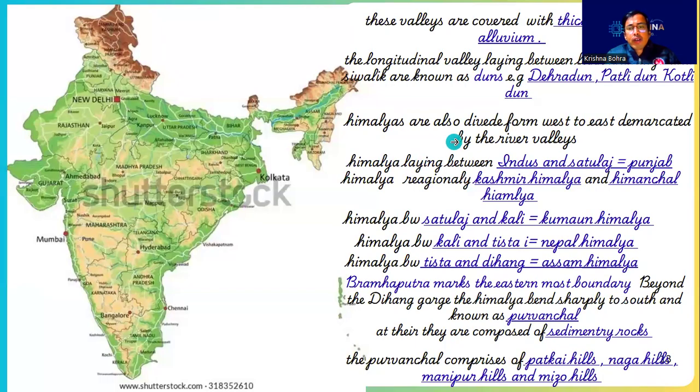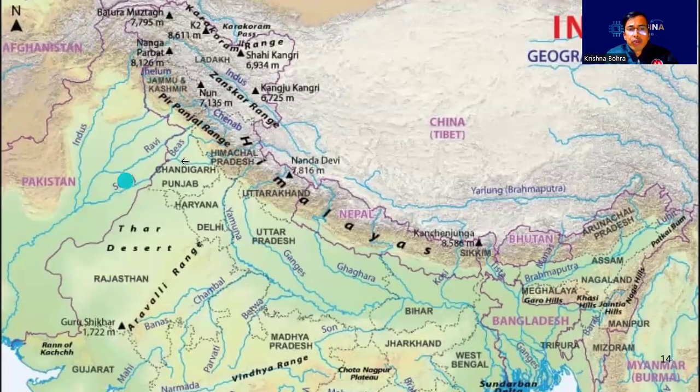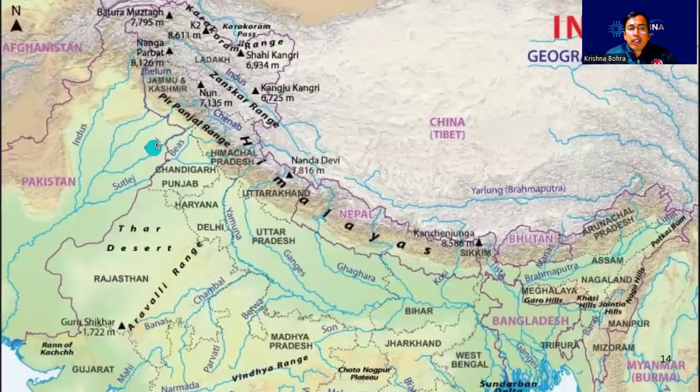Himalayas are also divided from west to east, demarcated by different rivers, and they are known by different names in these particular areas. If you look onto the map, from the Indus to the Satluj region, this particular Himalaya is called Kashmir Himalaya. It is also locally known as Punjab Himalaya or Himachal Himalaya. The Himalaya demarcated next by the rivers Satluj and then Kali, Kali being located on the border of Uttarakhand, area surrounded by Nepal, is known as Kumaon Himalaya.